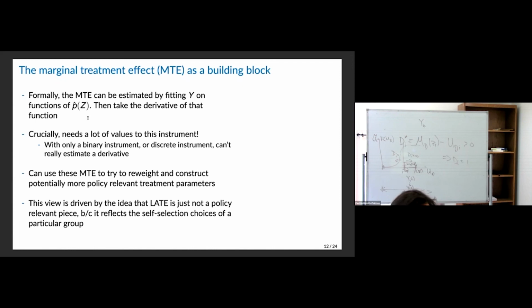I was going to get into the guts of the fighting that happened over this. It's a little bit what we talked about at the beginning of the semester, where we had several classes on why people think design-based inference is good versus bad, and research design. IV has been a hot point on this, specifically LATE, and MTE has been viewed as potentially a slightly better building block because the view is that it ties into some economic model. This idea of the marginal person who will be shifted by a policy is potentially really satisfying for a person who's thinking about a structural model and estimating a structural model. And the worry is that maybe a LATE is not a policy relevant piece of information because it reflects some kind of self-selection choices of a particular group.